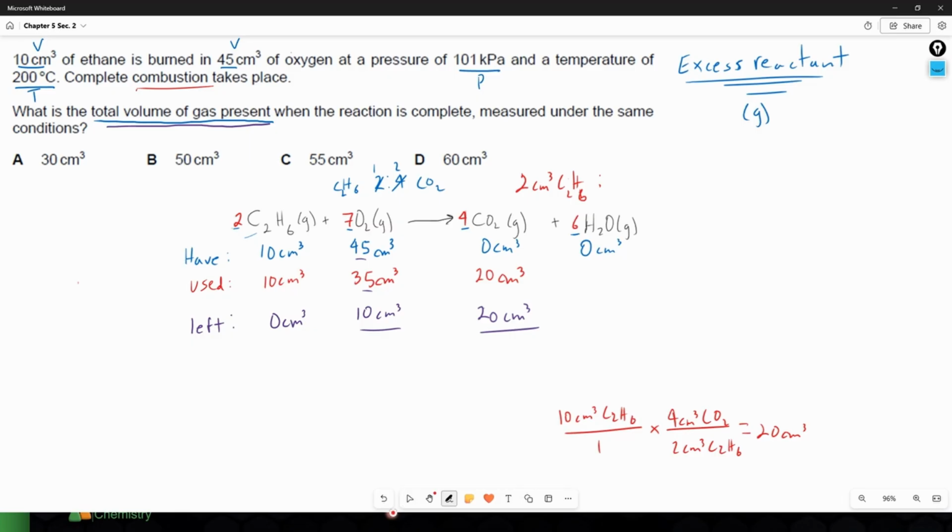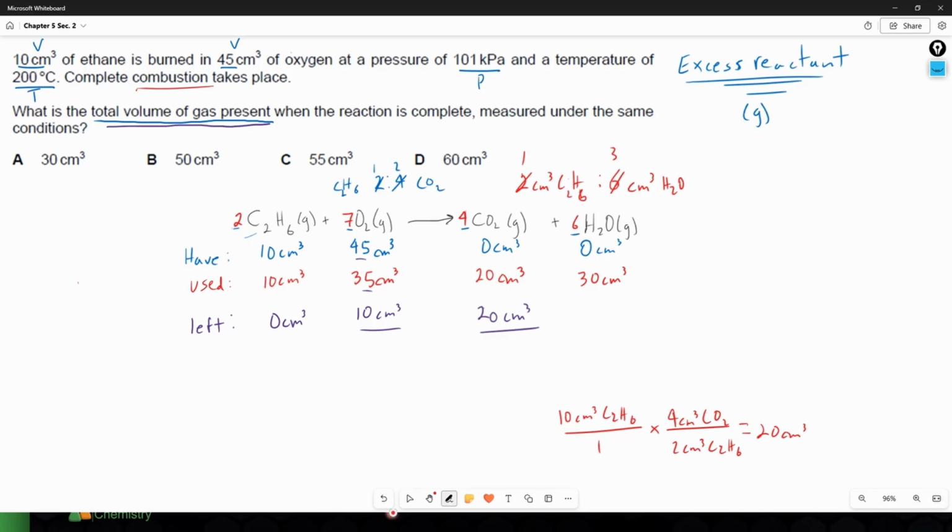If we look here, we have a 2 to 6 ratio between ethane and water. So 2 cubic centimeters of ethane is equal to 6 cubic centimeters of water. Or again, a 2 to 6 is the same as saying, divided by 2, a 1 to 3 ratio. So for every 1 cubic centimeter of ethane, we make 3 cubic centimeters of water.